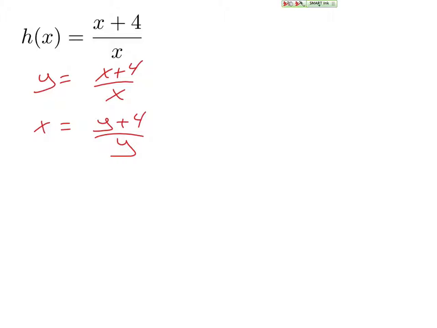Multiply by y, very good. So I get xy equals y plus 4. Reagan, any thoughts on what to do next? Just subtract the 4. Don't want to do that. Good thought though. Kendrick, divide by x on both sides. I don't want to do that either. Subtract the y. Subtract the y is what I want to do.